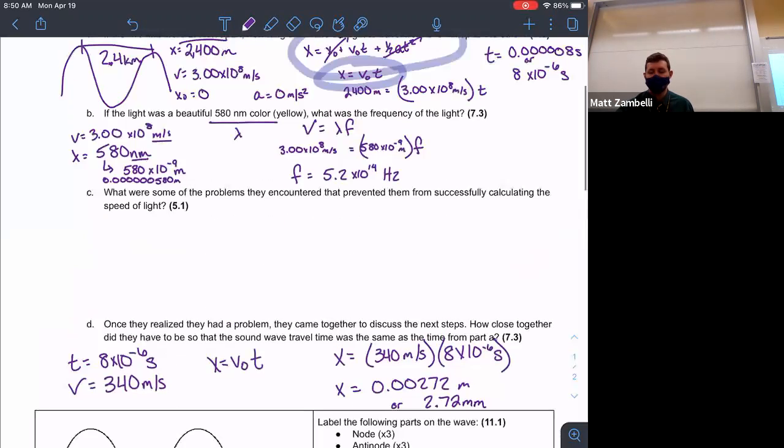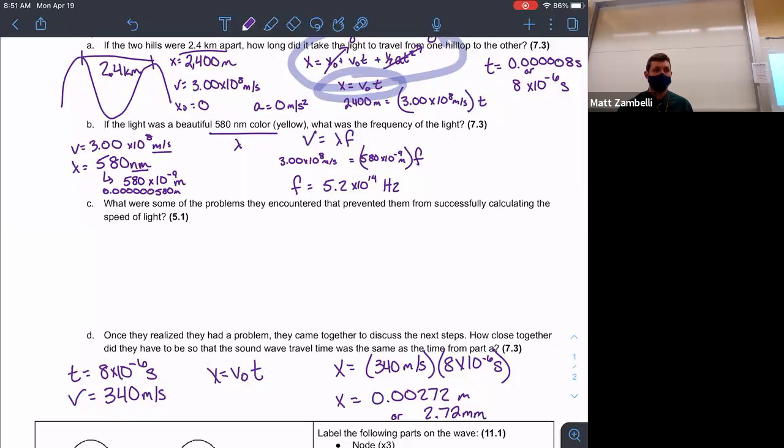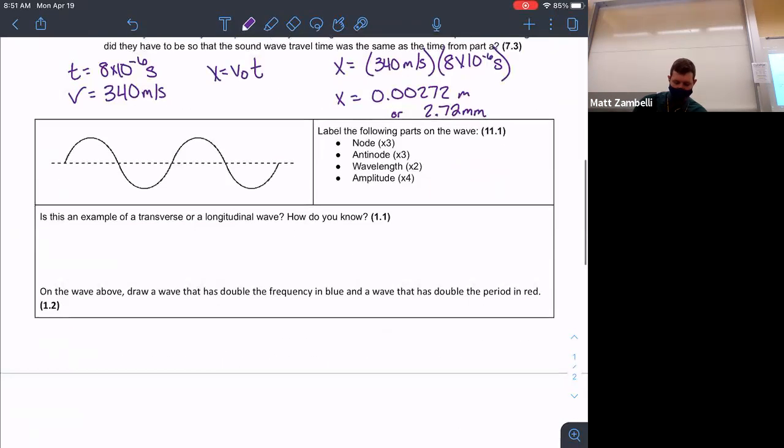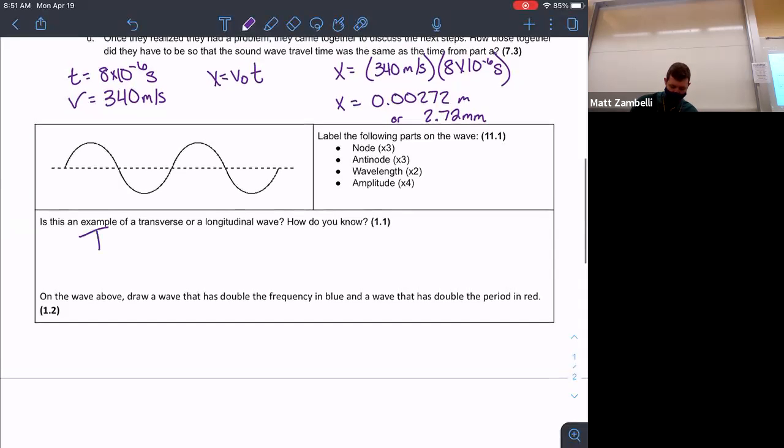Any questions on anything from question 1? All right, then question part B. So the second half of this one. First, let's talk about what kind of wave is this? Transverse or longitudinal wave? It is a transverse wave. Awesome.